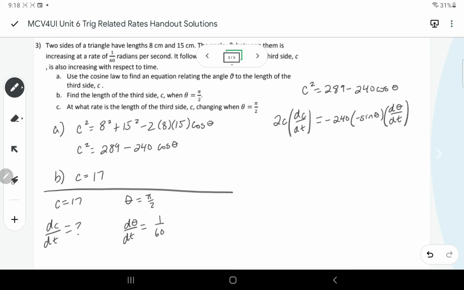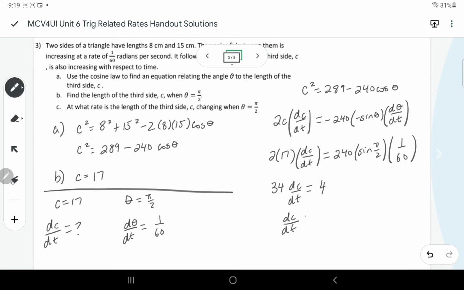I guess I could clean this up a little bit, but I don't think there's too much to do. So 2 times 17 times dc dt is 240 times sine of pi over 2 times d theta dt, which is 1/60. Now sine of pi over 2 is just going to be 1, and then 240 times 1/60 is 4. So dc dt is 4 over 34.